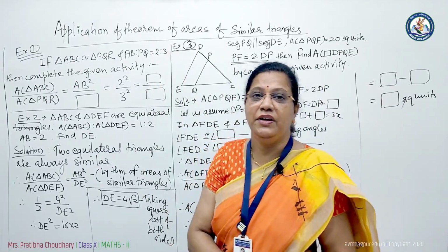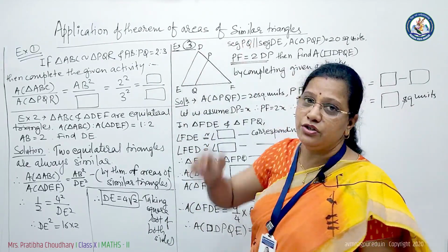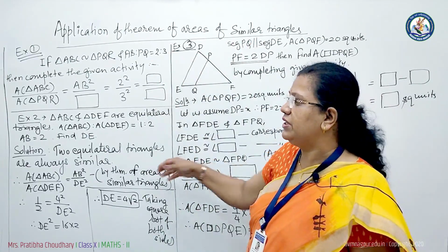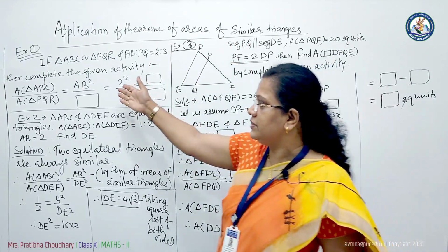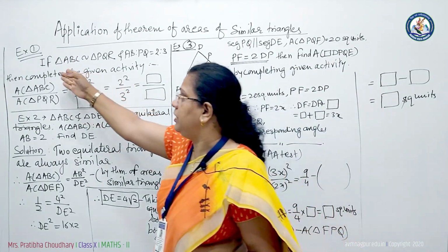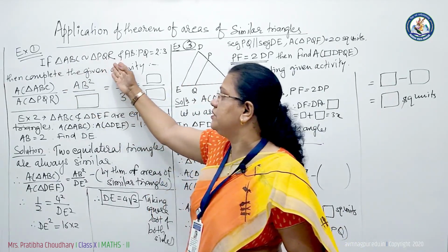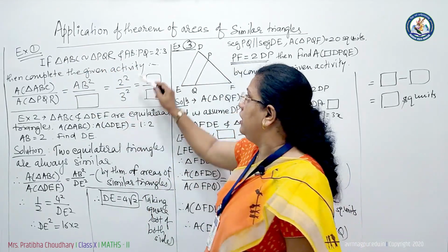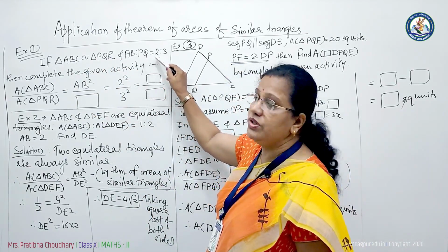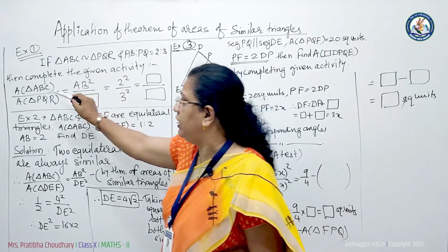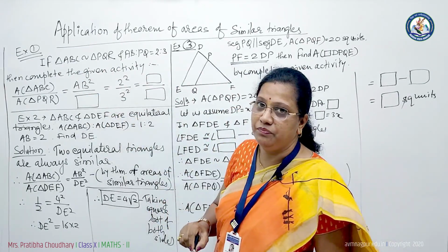Dear student, let's see the application of the theorem of areas of similar triangles. For that, we'll solve some problems. The first one is in activity form. Example number 1. If triangle ABC is similar to triangle PQR and AB to PQ is equal to 2:3, then you will have to complete this activity.